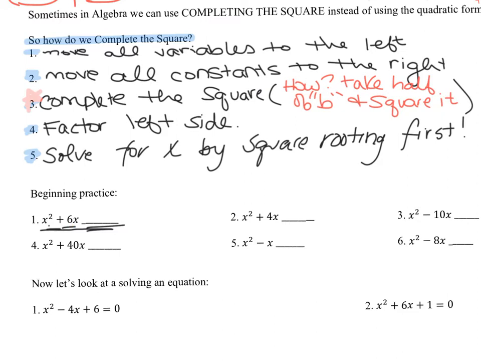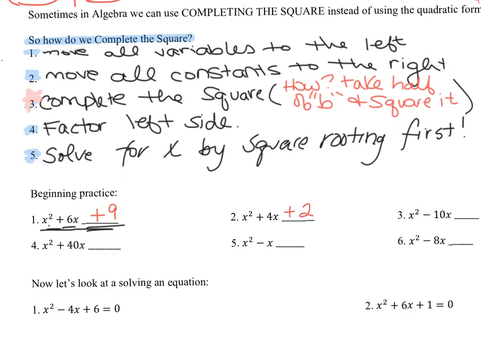So I'm going to take half of b. What's half of 6? Well, that's 3. Now I'm going to square that number. What's 3 squared? 9. So plus 9. That's it. That's how you complete the square. Look at number 2. How do I find b? b is x's coefficient, so b is 4. What's half of 4? 2. Now square 2, you get 4. So plus 4.